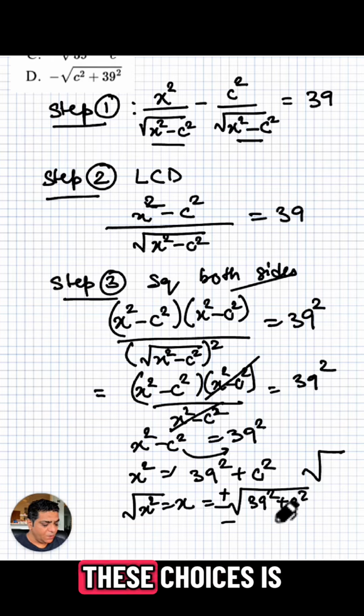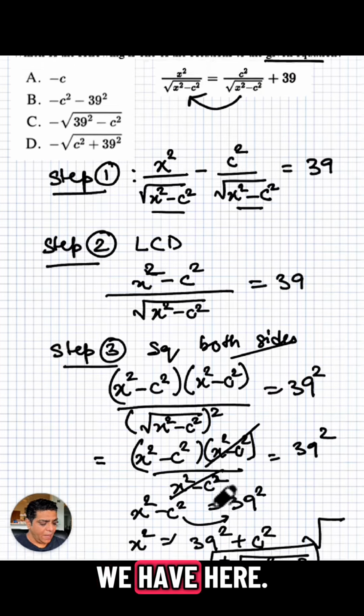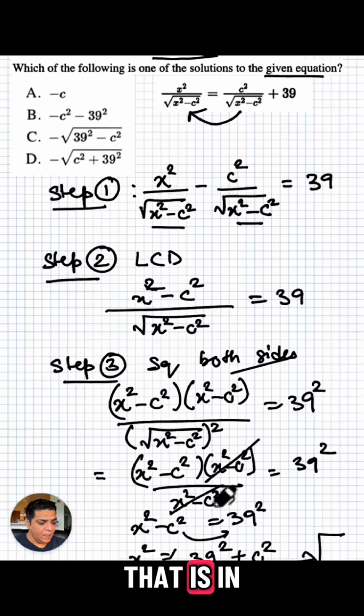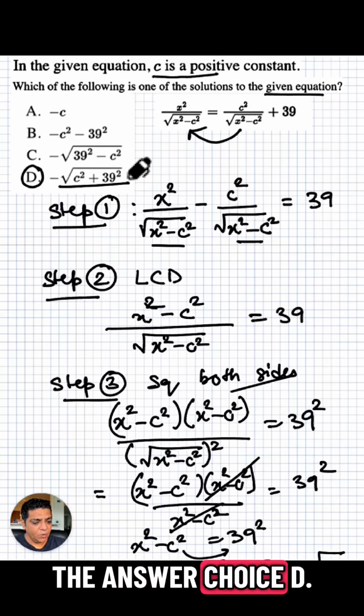So let's see which one of these choices is in the answers. We have the negative version of that in answer choice D. So that's going to be a correct answer.